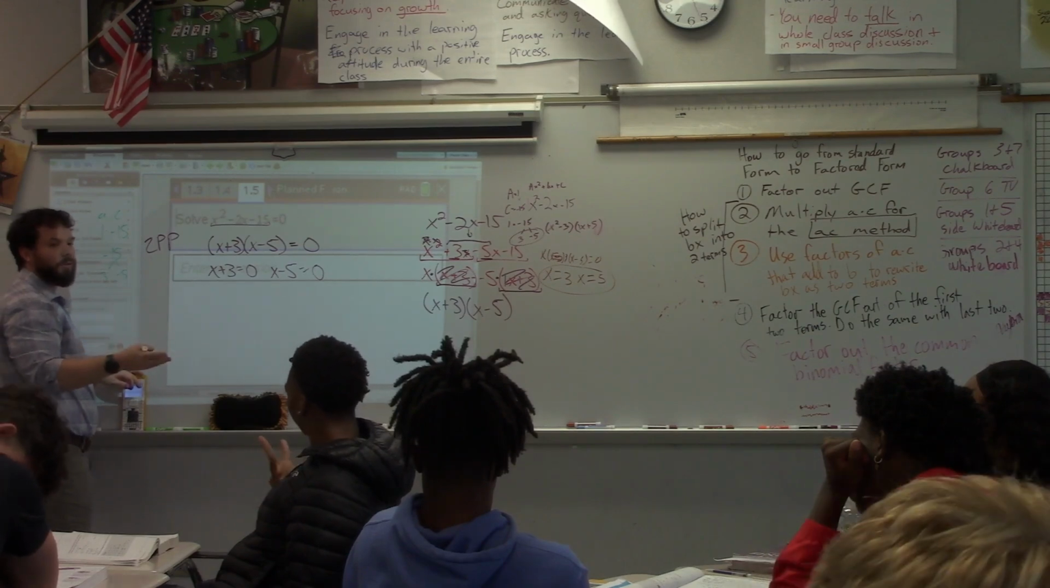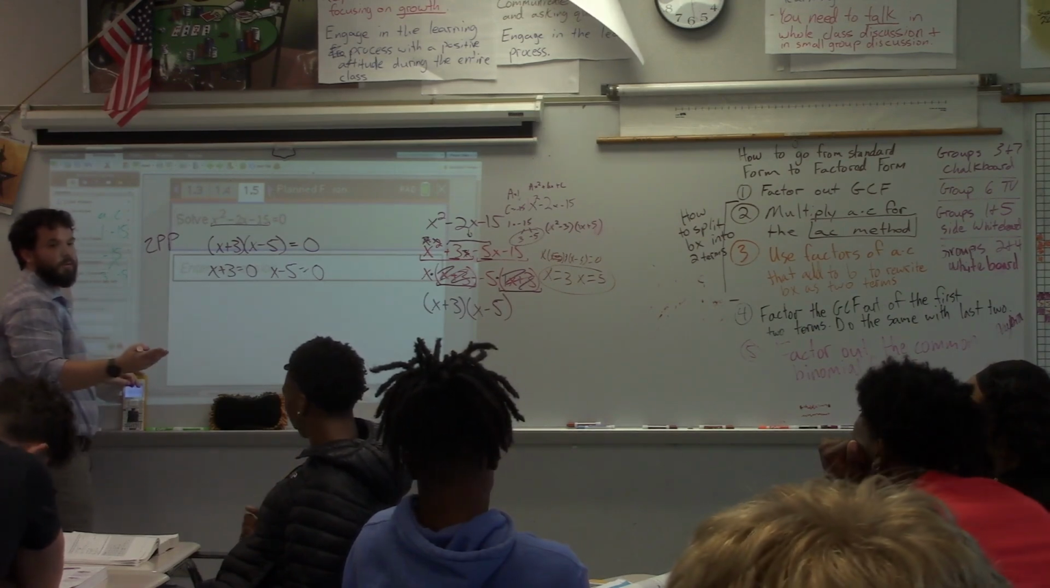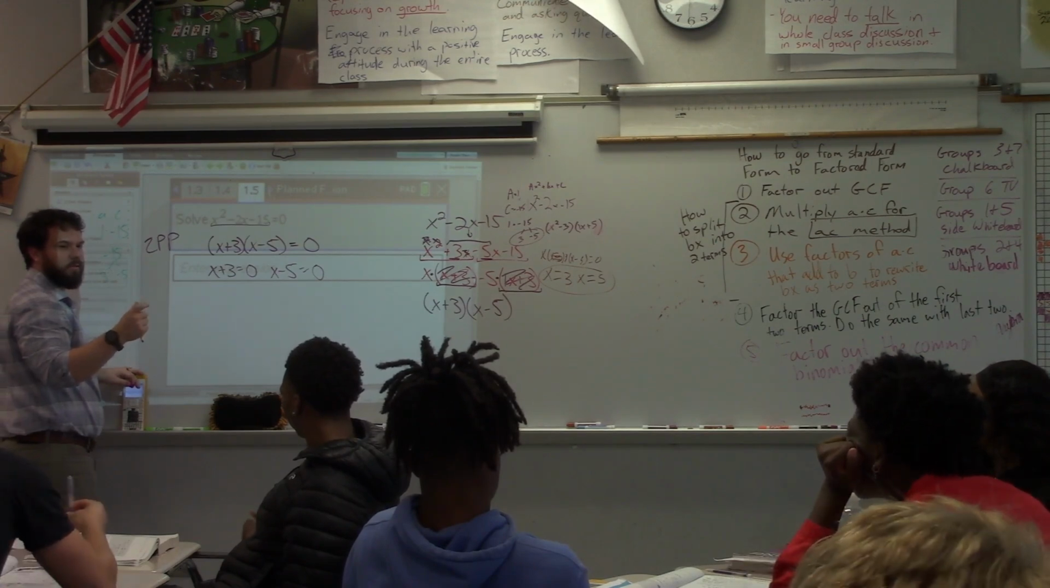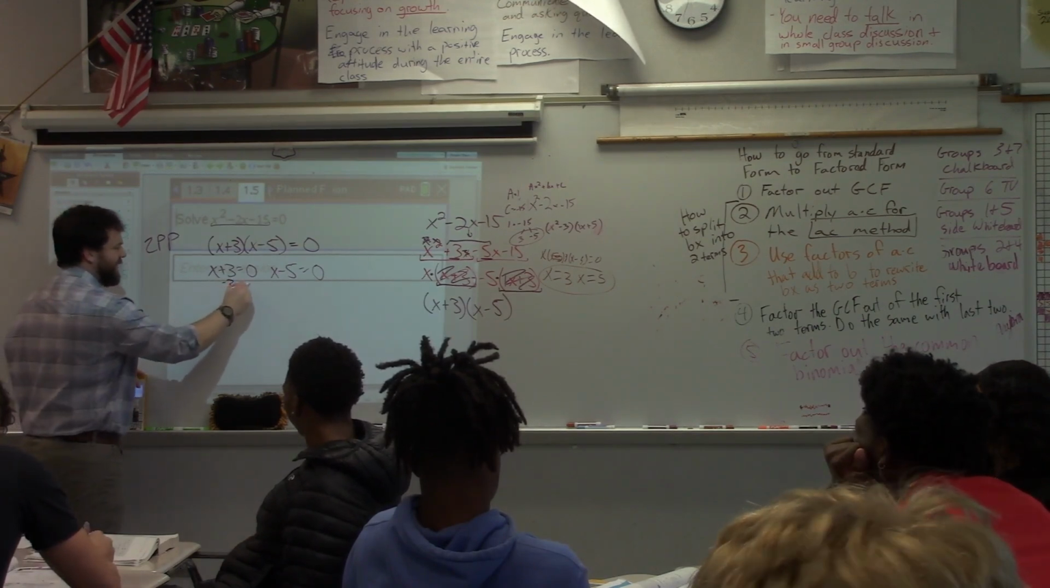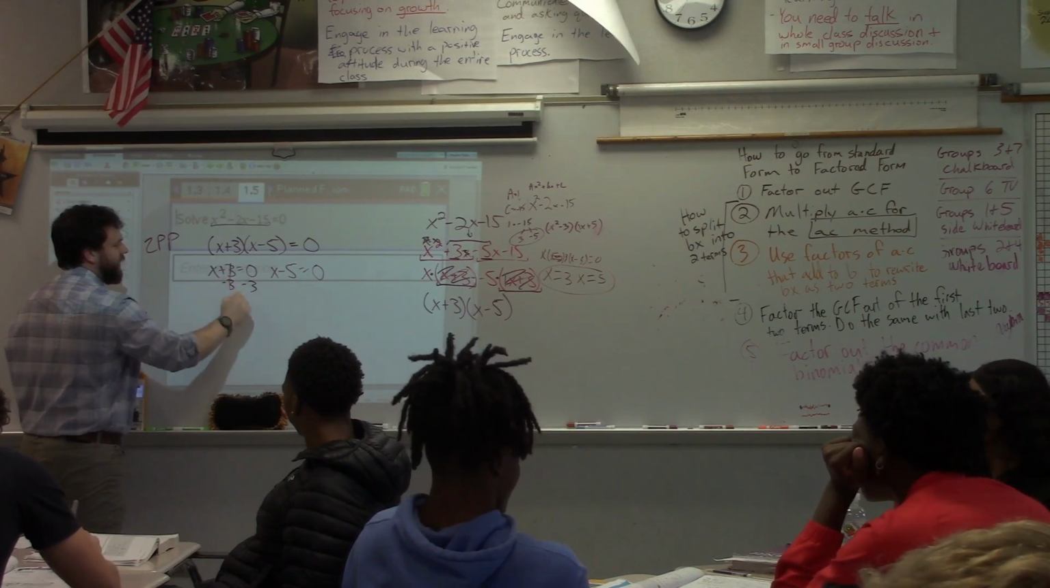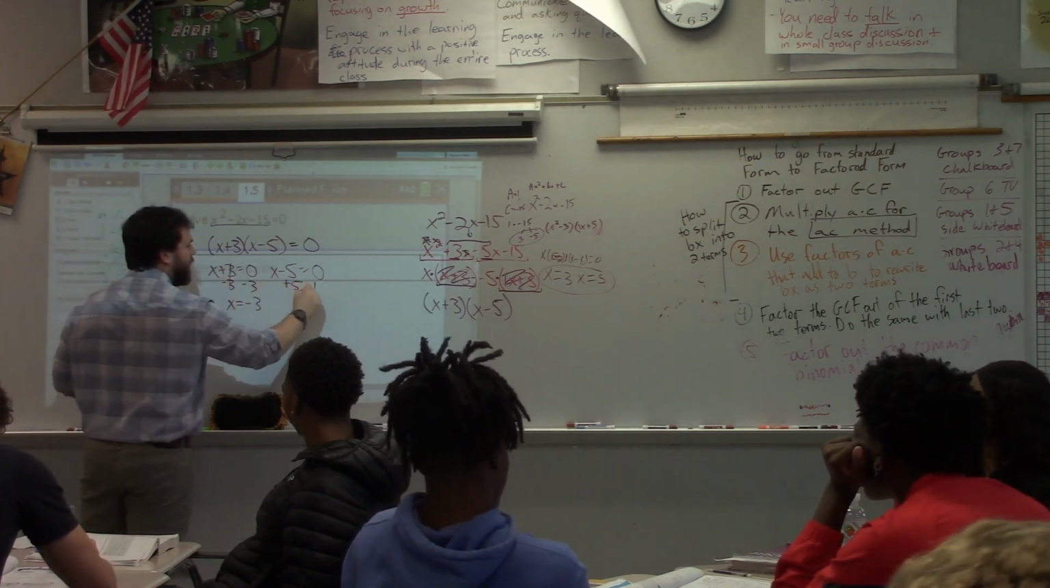But could they both equal 0? That's why I say at least one. Does that language difference make sense? Yeah, but I said it. I don't know if you heard me, but I said it. Okay. X equals negative 3 and x equals 5.